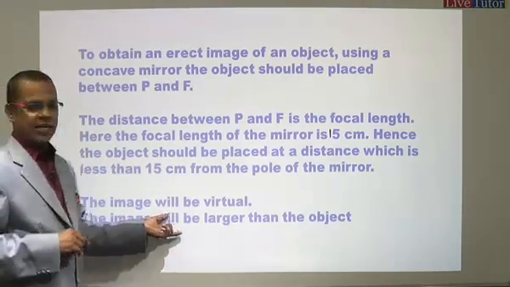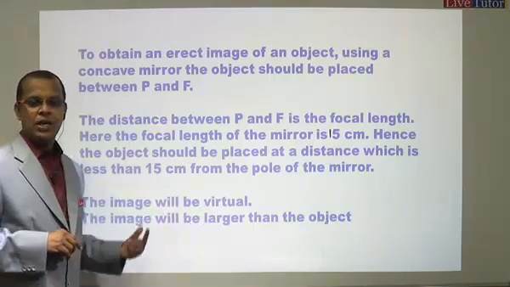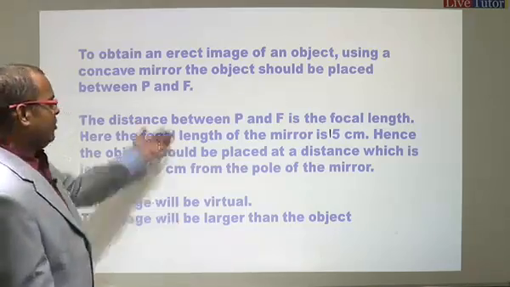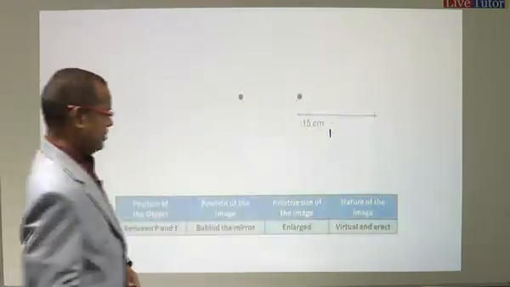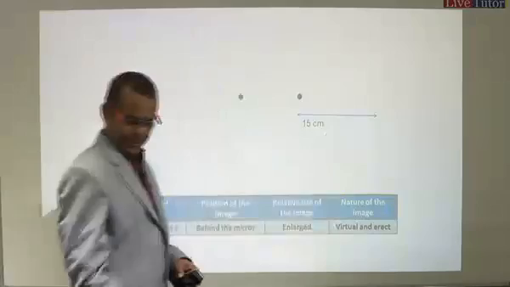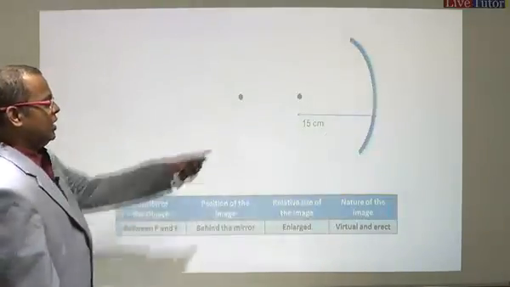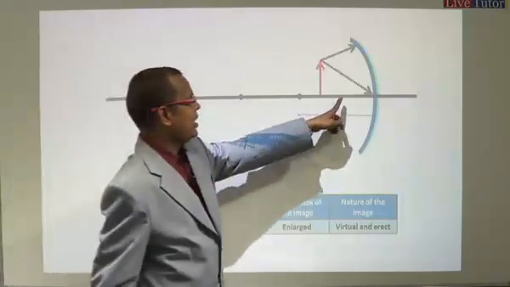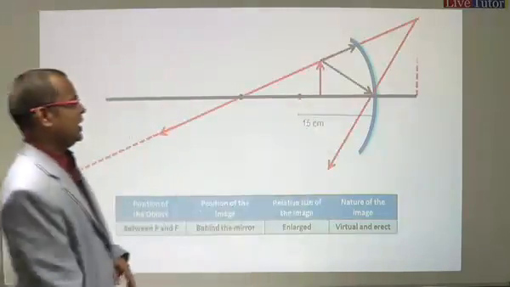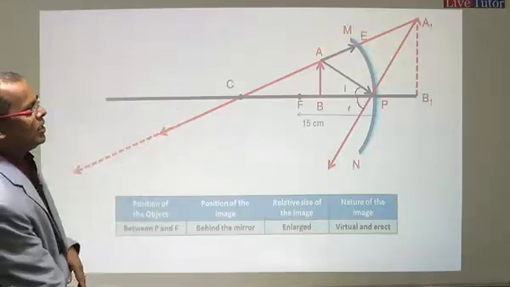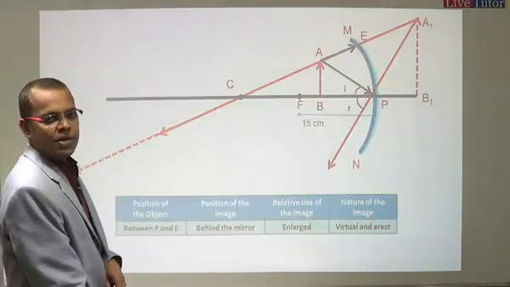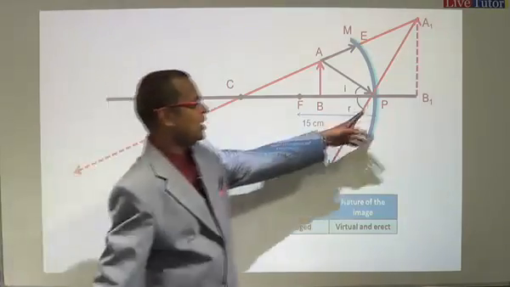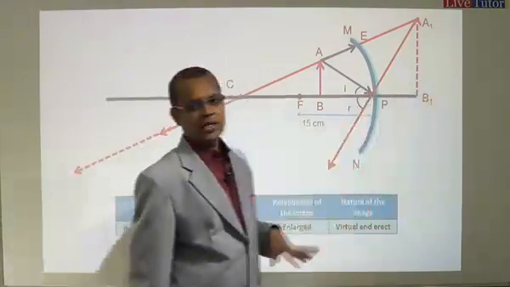Using that you can write straight away. The image will be virtual. The image will be larger than the object, which is behind the mirror, for which we can draw the ray diagram. Very simple one. Look at that. So this is the mirror, principal axis. The object is placed between pole and the principal focus. Now the image is formed behind the mirror, which is somewhat enlarged. That's all. So virtual, erect and enlarged.